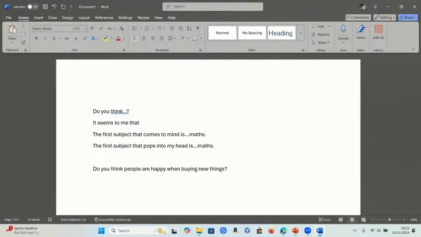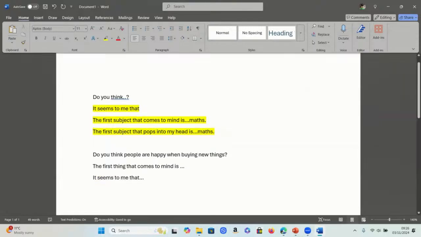So do you think means I can start. I don't want to start with, in my opinion, I want to start with some of these ones. So if you see a do you think question, let's start with one of them. So let's see what is the first thing, right? The first thing that comes to mind is, do you think people are happy when buying new things? Well, the first thing that comes to mind is, maybe it seems to me that sounds better. And then you have to put in some answer, right?